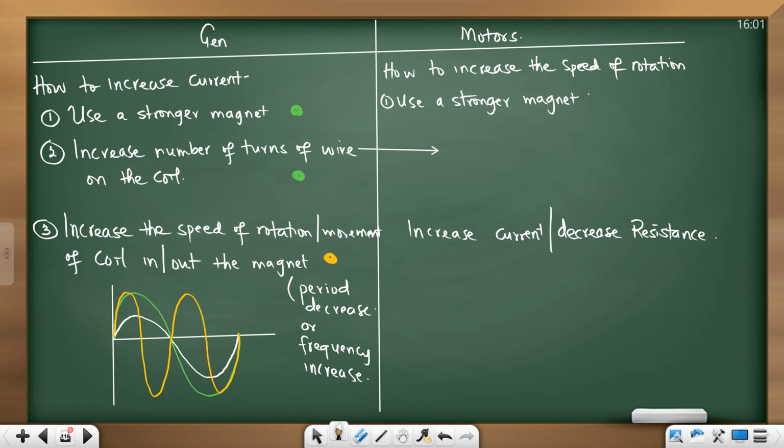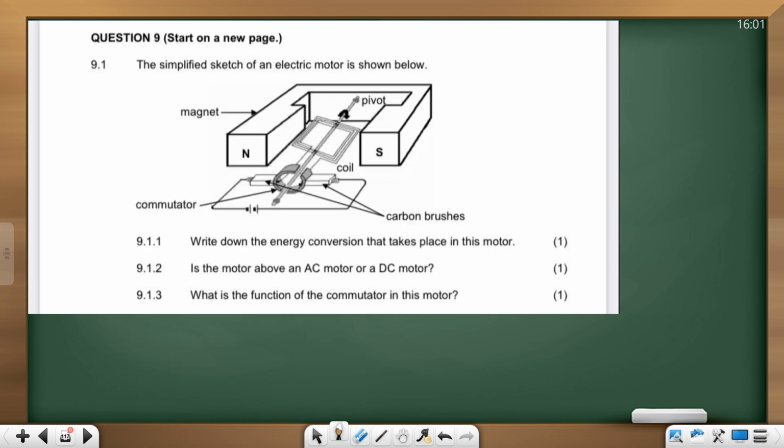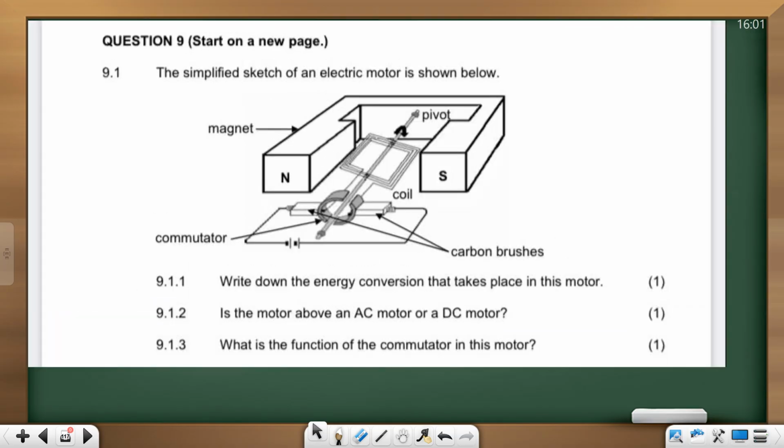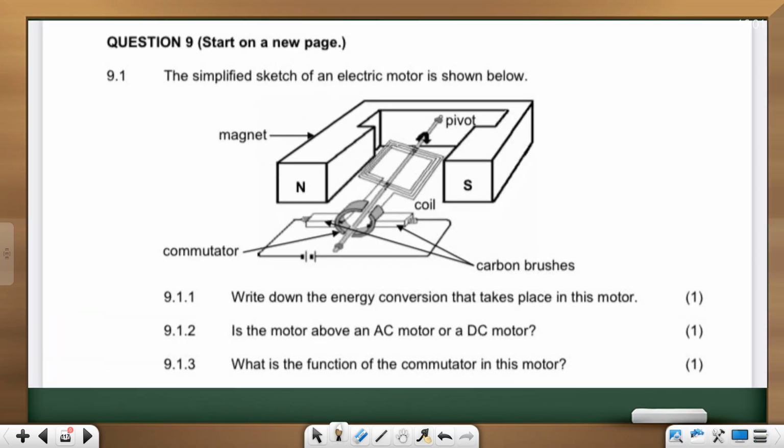Let's answer questions now. I think the information we have here will suffice for some questions. I know I want to talk about AC and DC, but I'll talk about that when we answer questions. Let's look at this one. The simplified sketch of an electric motor is shown below. Now you can see, how do I know it's a motor? Even if the examiner did not mention the word motor, I gave you the notes. How will I know it's a motor? Check. What is that? Power supply. That tells me it is a motor.